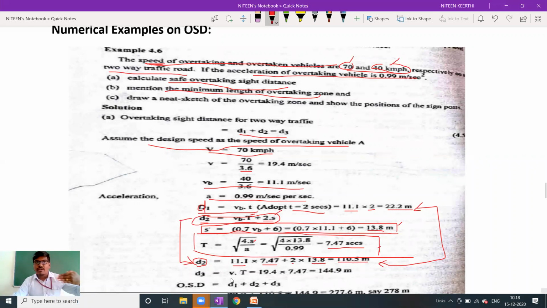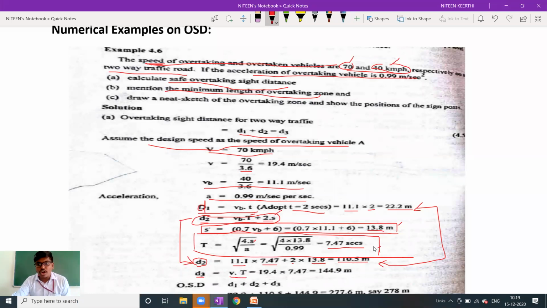Whenever vehicle A is moving behind vehicle B, vehicle A will overtake vehicle B and go to its original lane. But while overtaking, there will be an opposite vehicle C also coming. Its speed we can take as the design speed, small v, and while vehicle A is overtaking, the time taken is capital T. That's why we consider capital T for the opposite vehicle. So D3 is equal to small v into capital T.